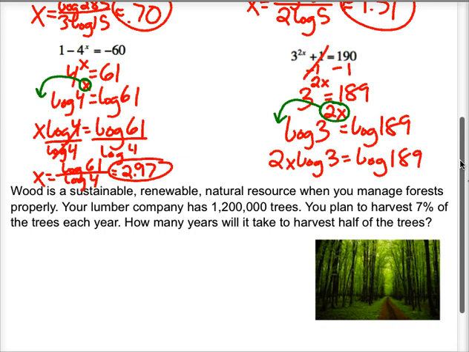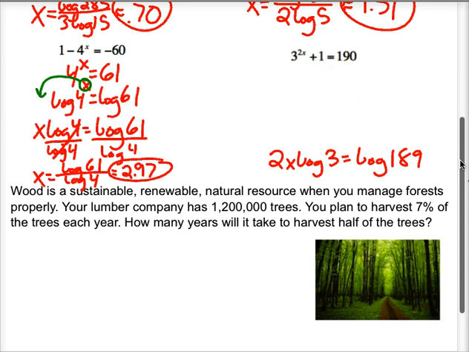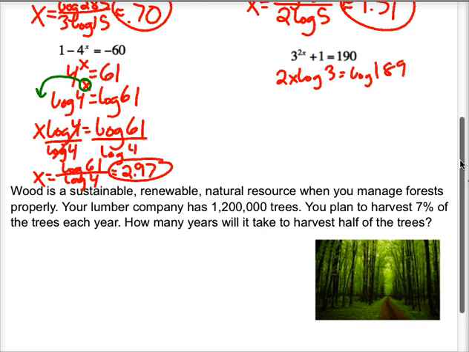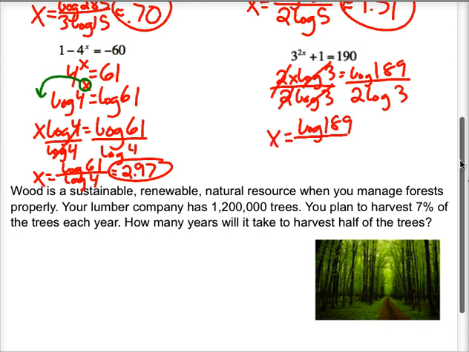Now, I need some more space, so I'm going to erase some of this early stuff so I can scooch this up. So we have 2x log of 3 equaling log of 189. Now that I'm this far, I'm going to divide off everything with my x. So I'm going to divide off the 2 and the log of 3. That will finally get me my x by itself.